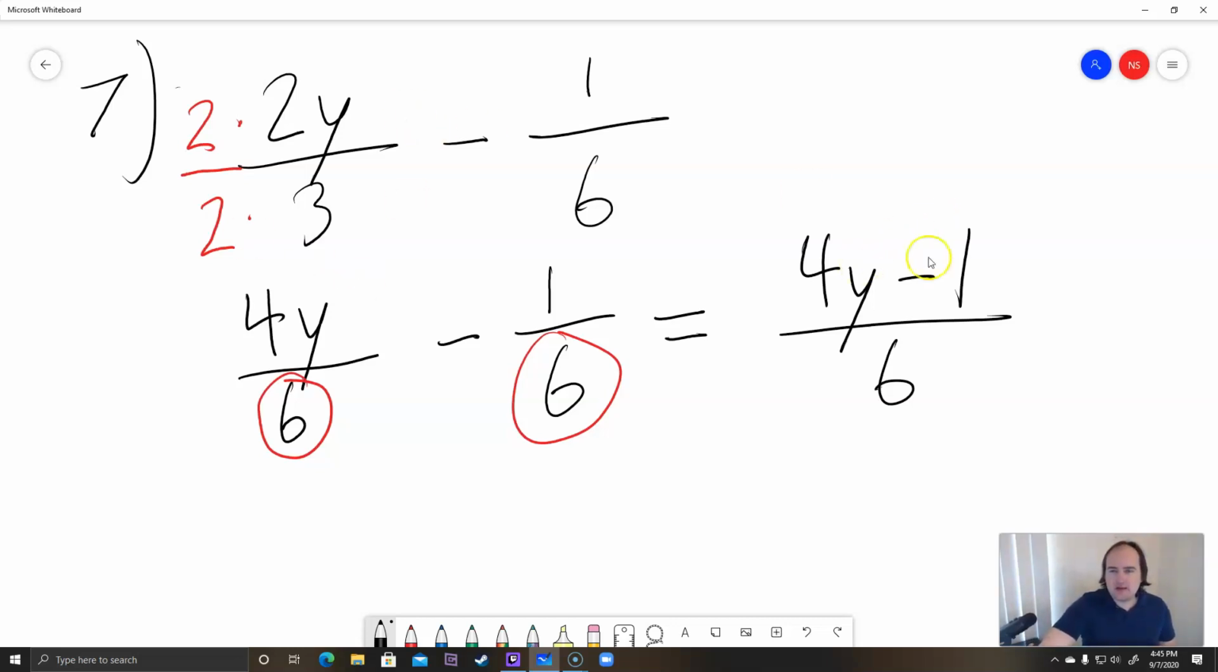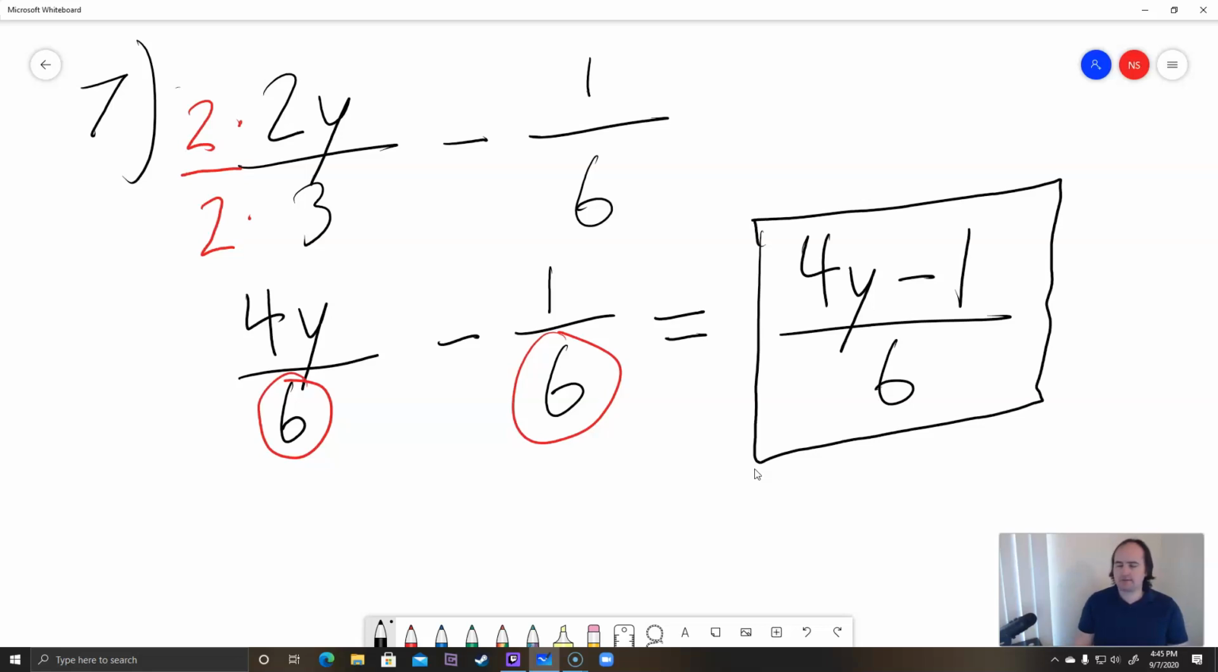Now you can't combine these because they aren't like terms. This term has a y, this term doesn't have a y. So this is actually our answer. And once again, you can't divide the 4 and the 6 because this term has a 4, but that term doesn't have a 4. So you can't just cancel these out. So 4y minus 1 all over 6 is actually our answer. That's as simplified as it gets. Okay? Cool.